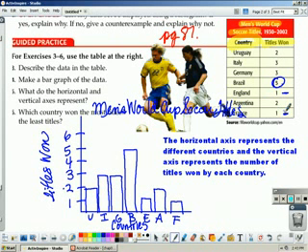All right. Next page. You're taking a while.